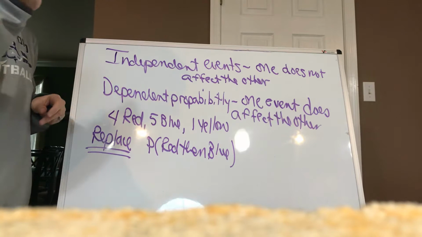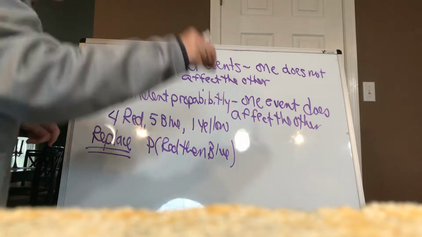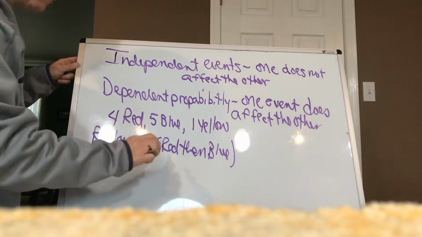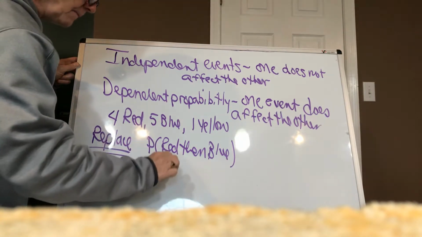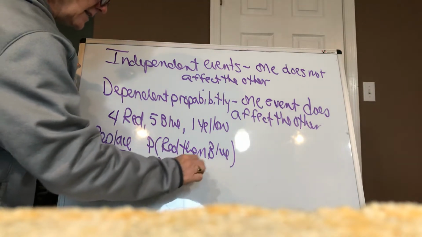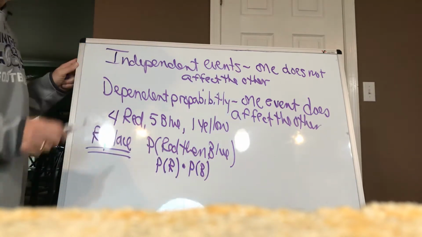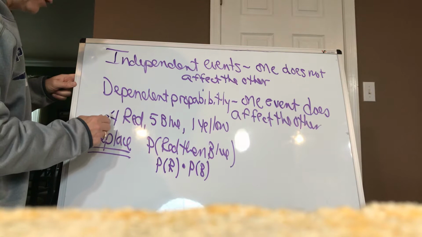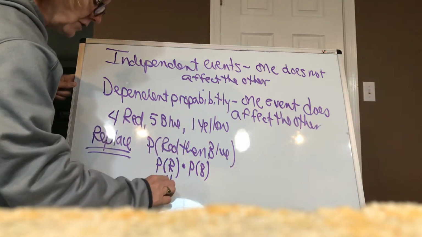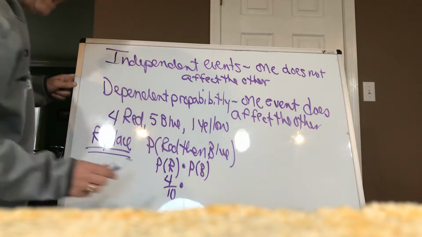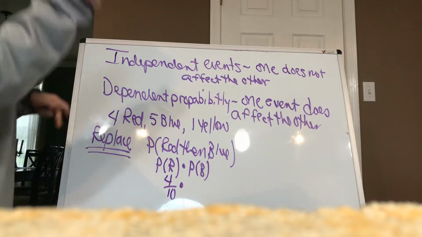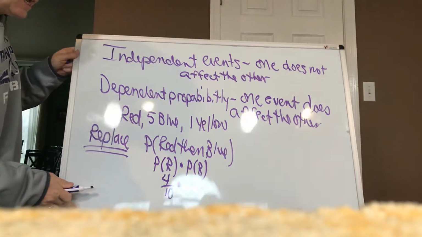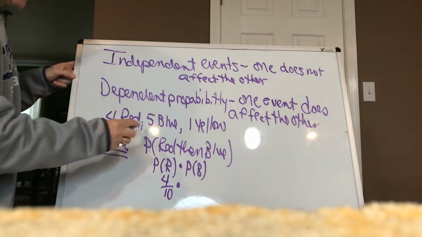So I look at the red marble, I take it out of the bag, and then I put it back into the bag. That's what replacing means. Remember, you're always going to multiply probability of a red times probability of a blue. So the probability of getting a red the first time, there are 4 reds out of 10 marbles. So 4/10 times. I look at the red marble, I put it back in the bag. I replaced it. Okay? What's the probability of getting a blue?